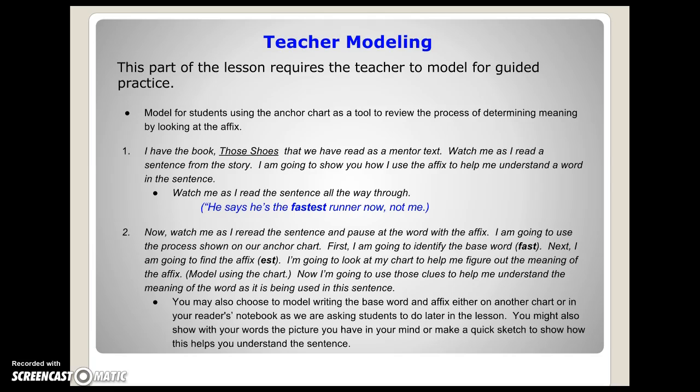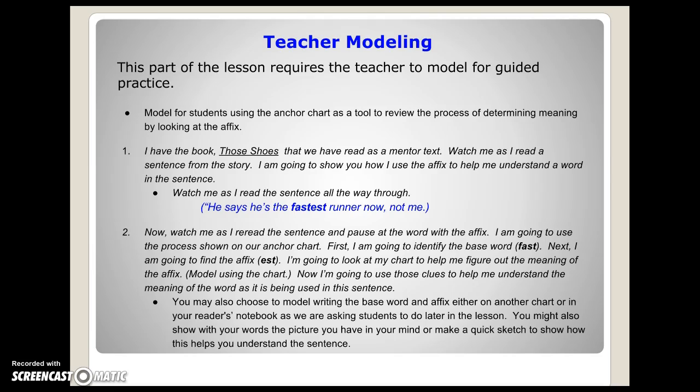Students, I have the book Those Shoes. We've read this as a mentor text. Watch me as I read a sentence from the story. I'm going to show you how I use the affix to help me understand a word in the sentence. Watch me as I read the sentence all the way through. He says he's the fastest runner now, not me.